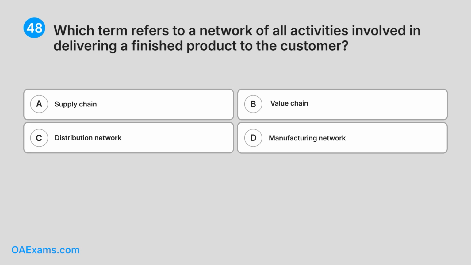A. Supply chain. B. Value chain. C. Distribution network. D. Manufacturing network. What do you think is the answer?